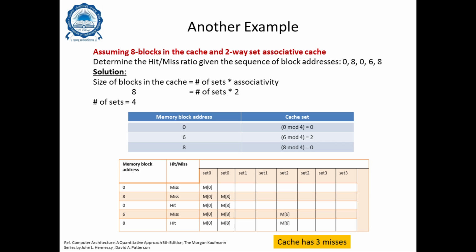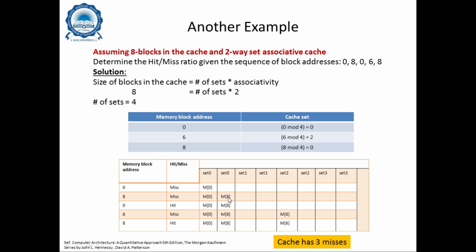Now the mapping process works as follows. You have the RAM address mod the number of sets, so 0 mod 4 gives you 0, 6 mod 4 gives you 2, and 8 mod 4 gives you 0. Now again we go through the same process of hit and miss. The 0th reference is assigned to set 0. It has 2 elements per set because it's a two-way set associative cache. 8 will again be assigned to set number 0.